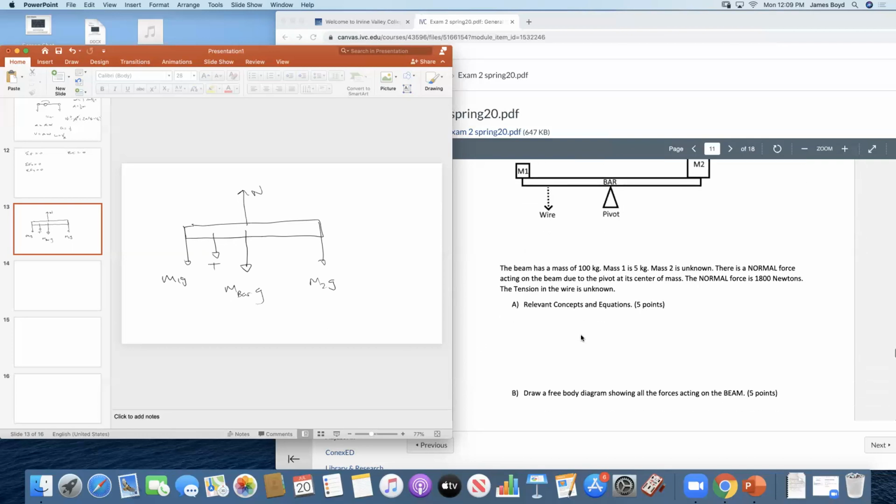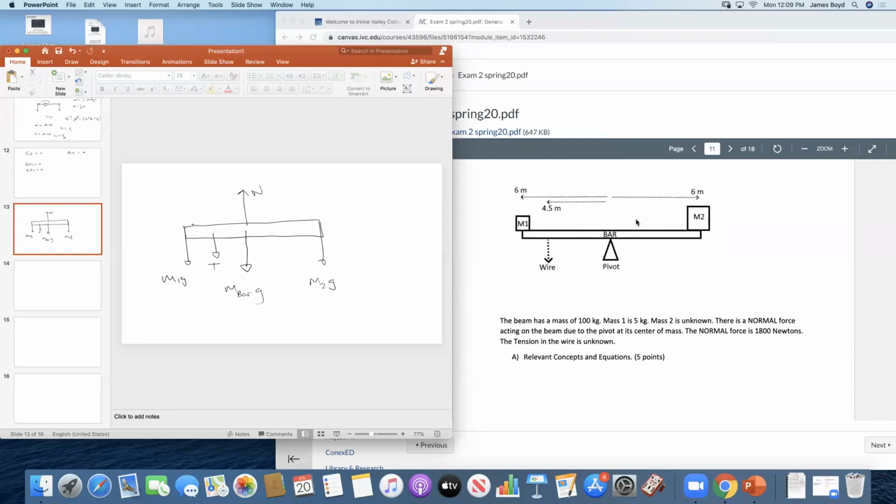That's what our free body diagram looks like. We don't have to draw one for each mass. We draw one for the whole system, and we just write the forces that we know are there. You have to know there's a normal force. It tells you. You have to know there's a tension in the wire. It tells you. And you have to know that there's weights. Where you might mess up is forgetting that the bar has a weight itself. Every mass has a weight. Every wire has a tension. There's always a normal force if it's sitting on something, okay?